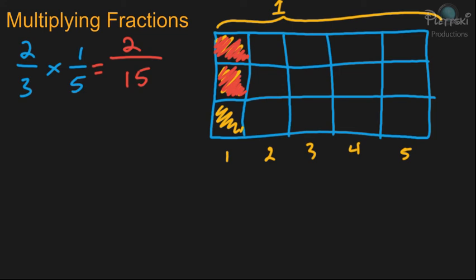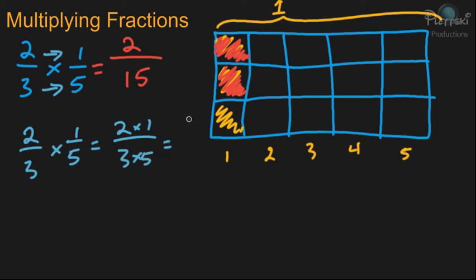But there's an easier way to do it without using a model like this, and that is simply to multiply the numerators and then multiply the denominators. So you can multiply straight across. And we can show that as this. 2/3 times 1/5 equals 2 times 1 over 3 times 5, which equals 2 over, well, 3 times 5 is 15. And that's your answer. And you'll get the same answer as if you draw a picture like this.